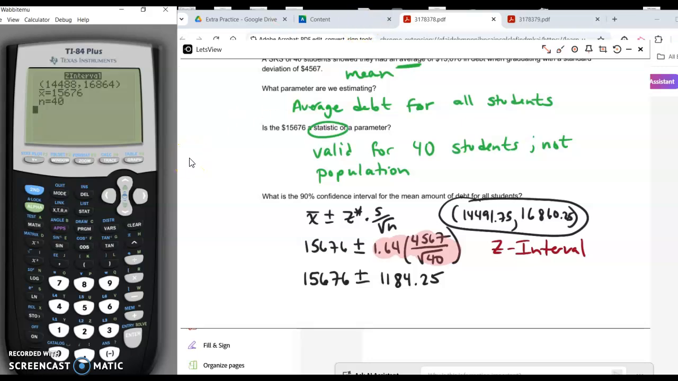So these are just a couple problems you might see on confidence intervals on the exam. But if you have questions, obviously let me know.